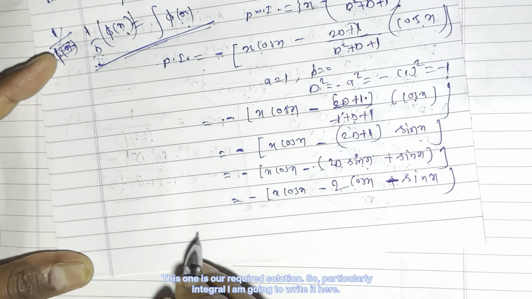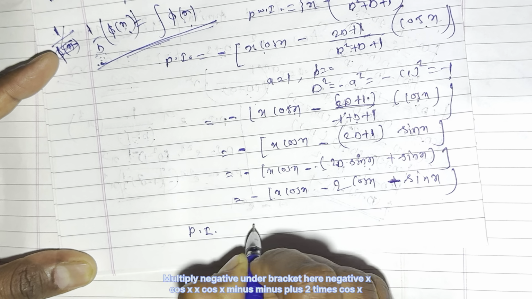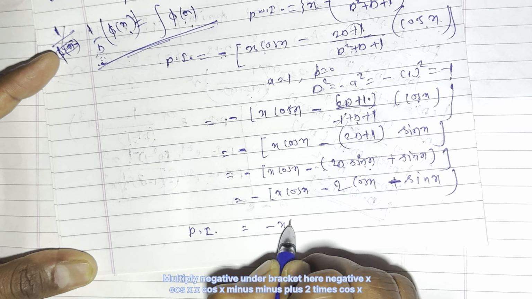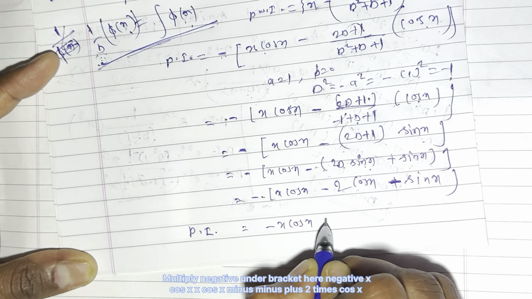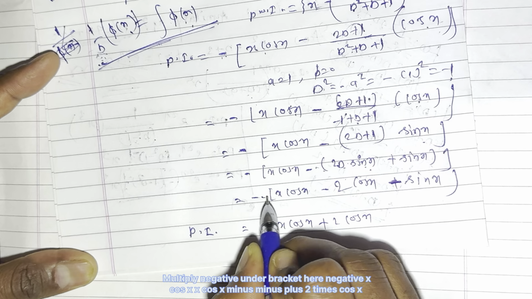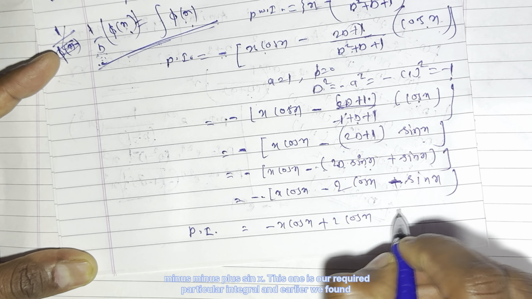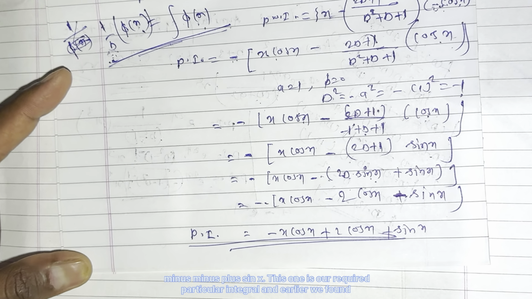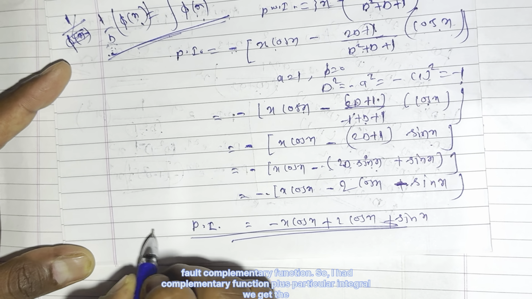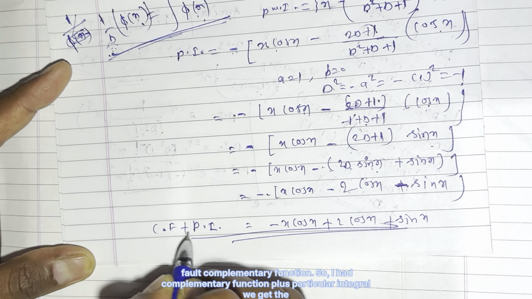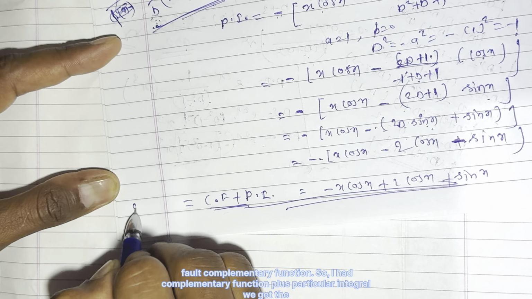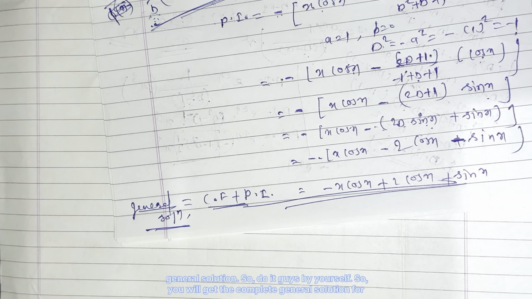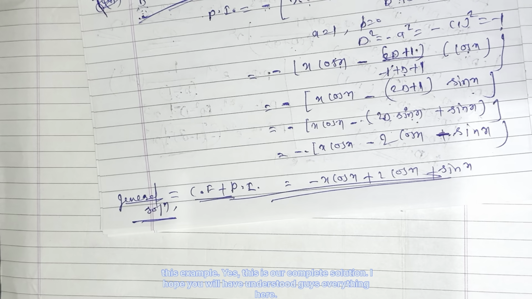So the particular integral I'm going to write here, multiplying the negative under the bracket: negative x cos x, minus minus plus 2 times cos x, minus minus plus sin x. This one is our required particular integral. And earlier we found the complementary function. So add the complementary function plus the particular integral, and we get the general solution. So do it by yourself, guys. You will get the complete general solution for this example.